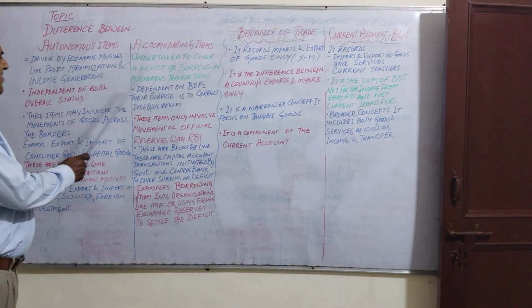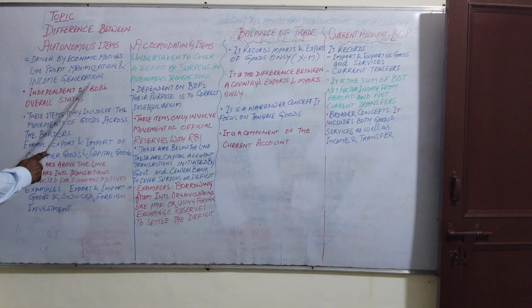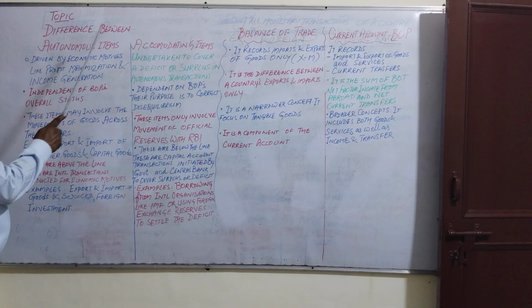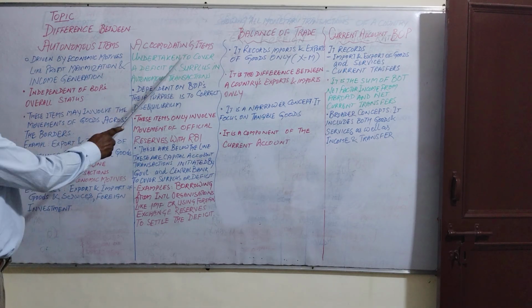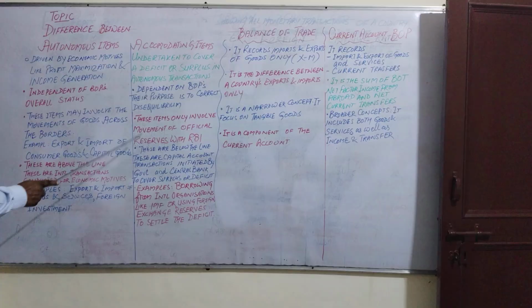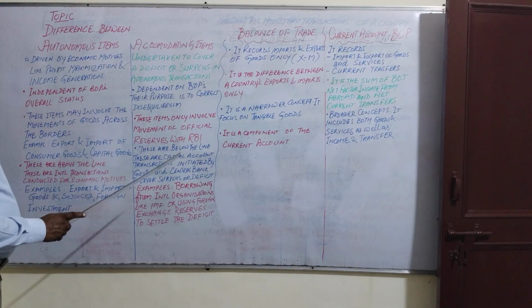So this is the difference between these two, and it is very important to understand. Profit maximization. इधर autonomous undertaken cover है deficit और surplus के लिए, ये independent है, ये dependent on BOP है.